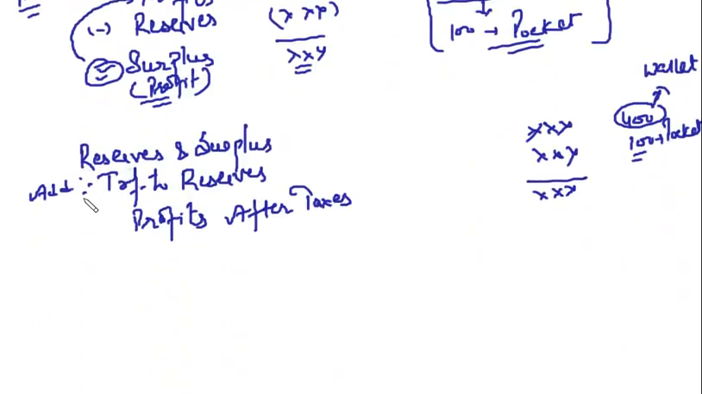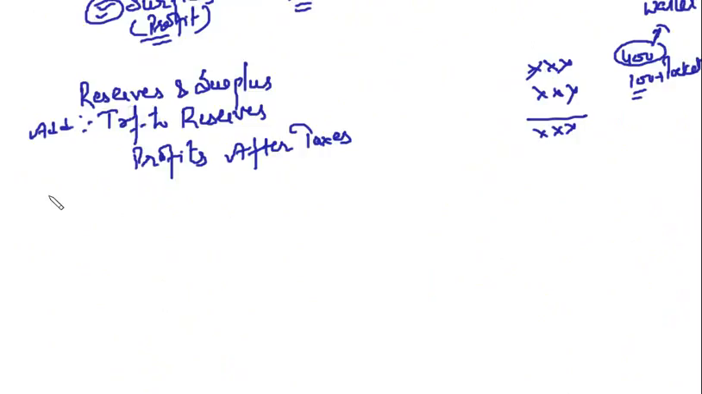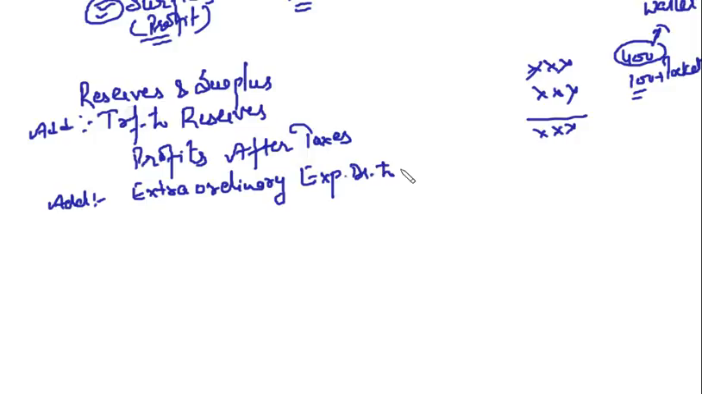You have to add any extraordinary expense which has been debited to profit and loss account. Add back any extraordinary expense debited to profit and loss account. Clear? Add back provision for taxation, current year.